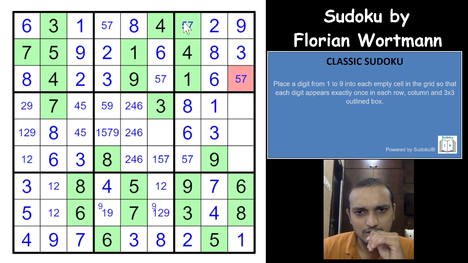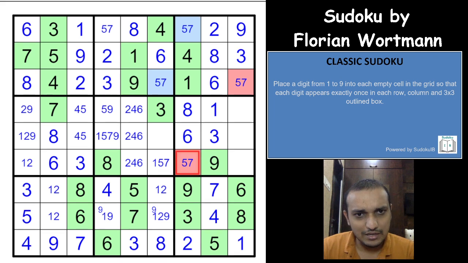I'll just mark here with the other color, that would be better. Okay, this would have to be red. Now what is the remote pair technique? Just see carefully, it's really an excellent logic.